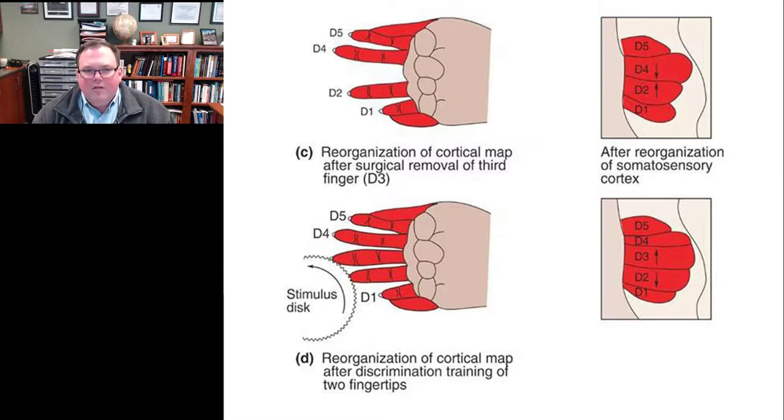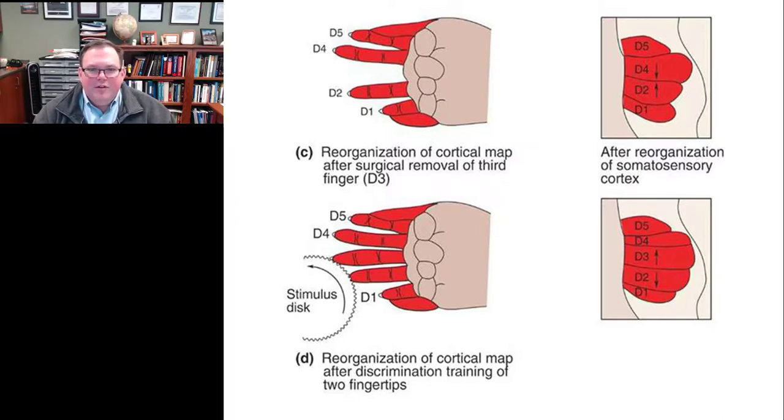And after several months, they went and recorded from somatosensory cortex from this animal, and what they found was that there wasn't a region that was no longer responsive to tactile stimuli. In fact, what had happened was the representation from the second and the fourth digit actually expanded into the territory that would previously occupy the representation of the third digit. And this actually correlated with enhanced sensitivity in the second and fourth digit, presumably because there was now more cortical territory dedicated to processing that information.